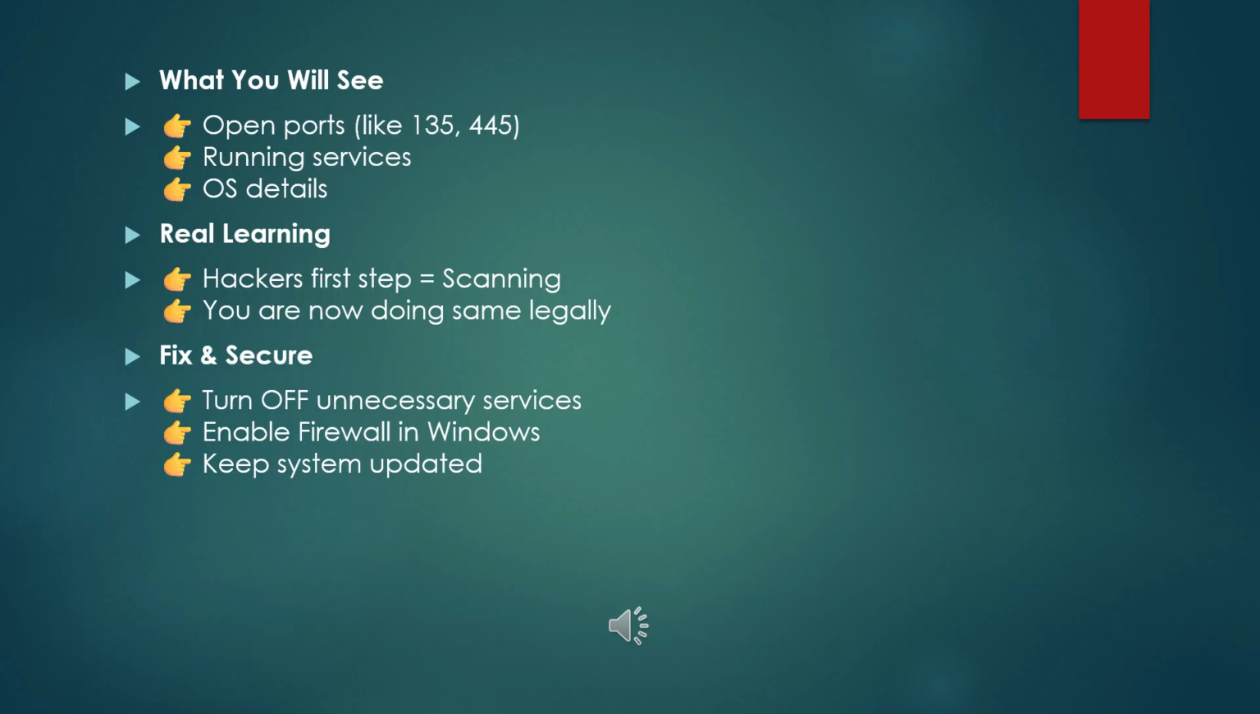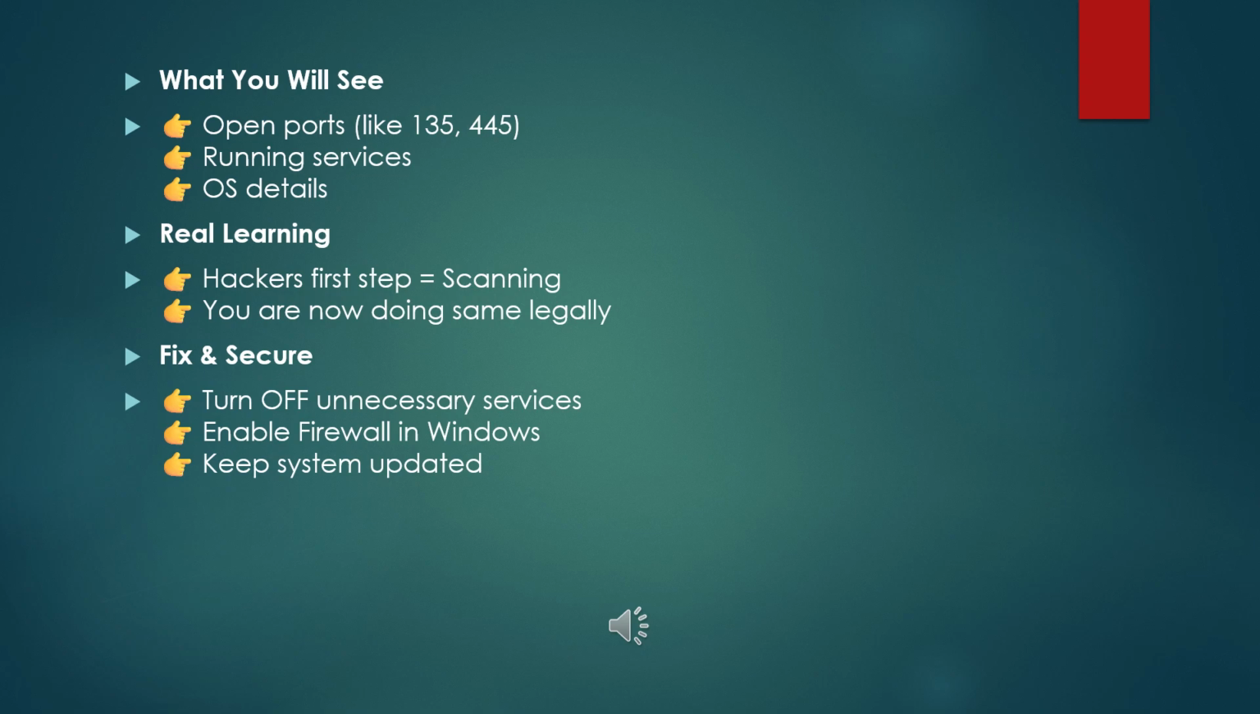When we use tools like Nmap, the first thing it shows is open ports. Ports are like doors on your system. Each open port means something is actively running and ready to communicate. For example, ports like 135 and 445 are commonly used in Windows systems. These are related to internal communication services like RPC and file sharing. If these ports are open and not properly secured, they can become entry points for attackers.